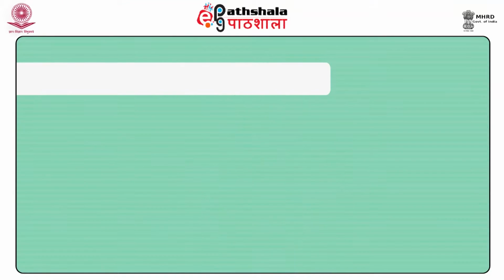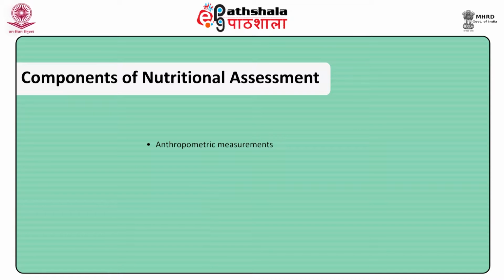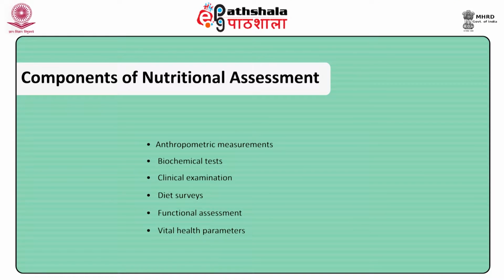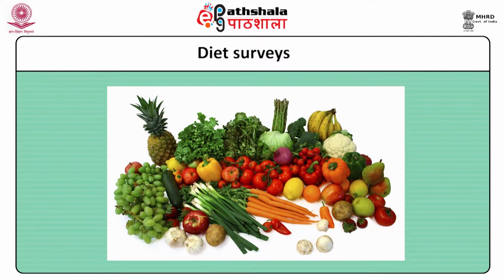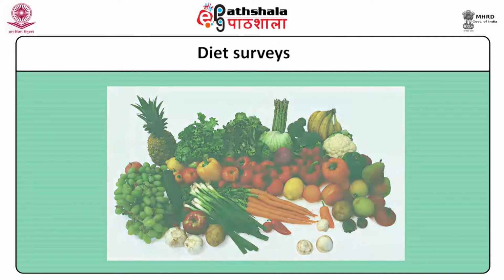Students, all of you must have learnt about assessment of nutritional status in the community in your undergraduate programs. Diet surveys for nutritional assessment is an interesting topic. As you are aware, a complete nutritional assessment comprises different methods such as number 1, anthropometric measurements, number 2, biochemical tests, number 3, clinical examination, number 4, diet surveys, number 5, functional assessment, and number 6, vital health parameters. And now in this module, we will look about diet surveys, one of the nutritional assessment tools.